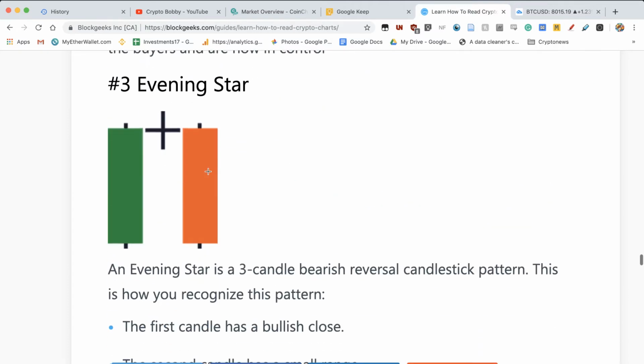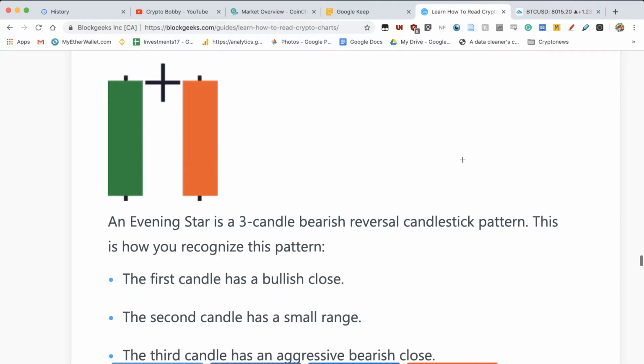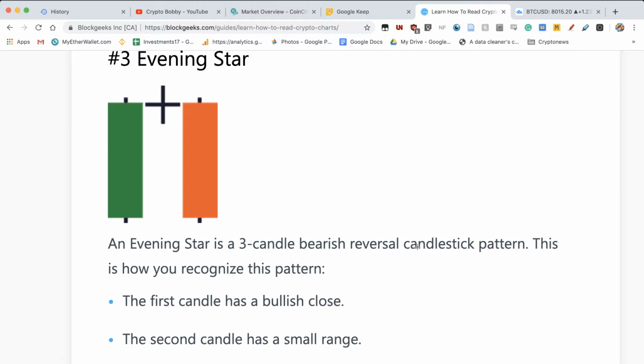Evening star. An evening star is a 3-candle bearish reversal candlestick pattern, and how to recognize it: it's got nearly no body. The first candle is a green candle, a bullish candle, and then afterwards comes a bearish candle, showing that the sellers are in control.